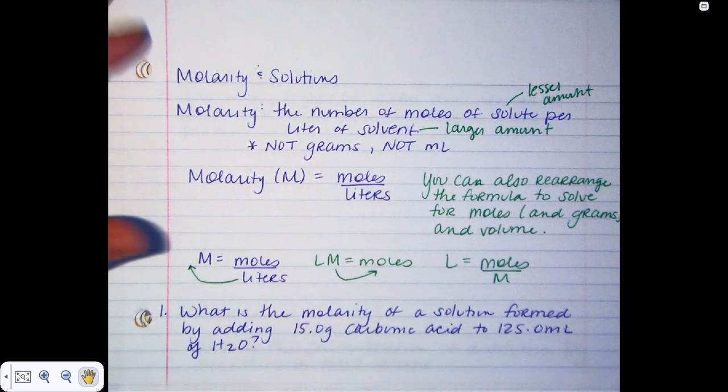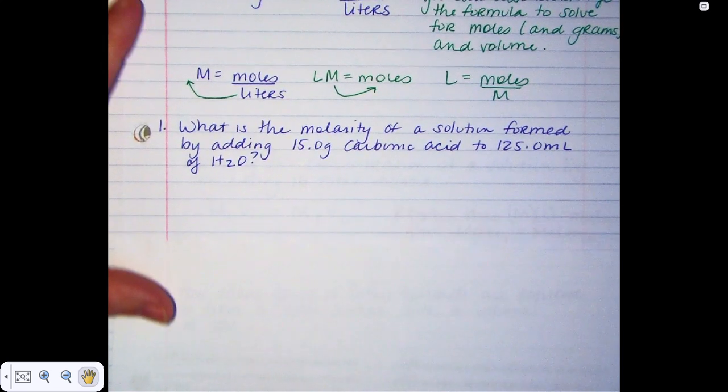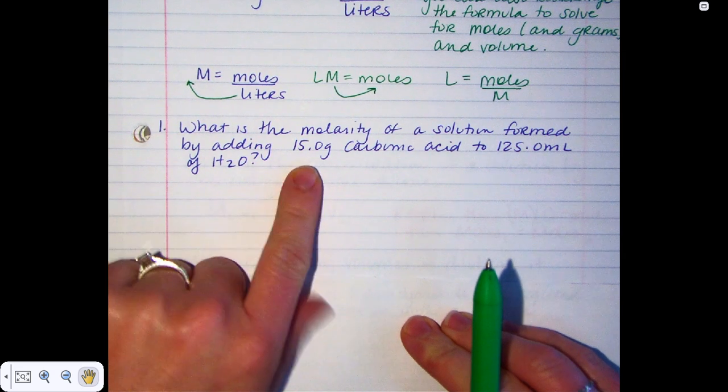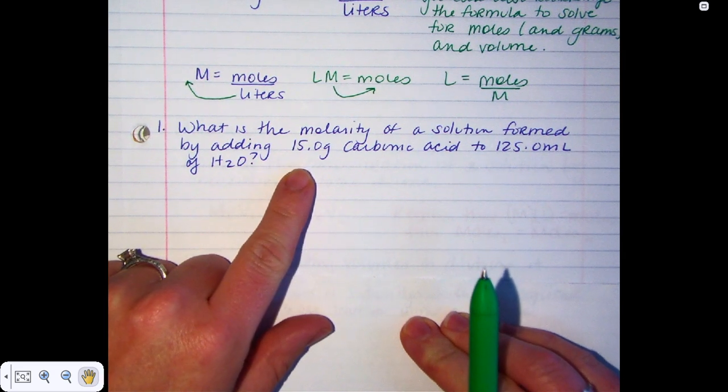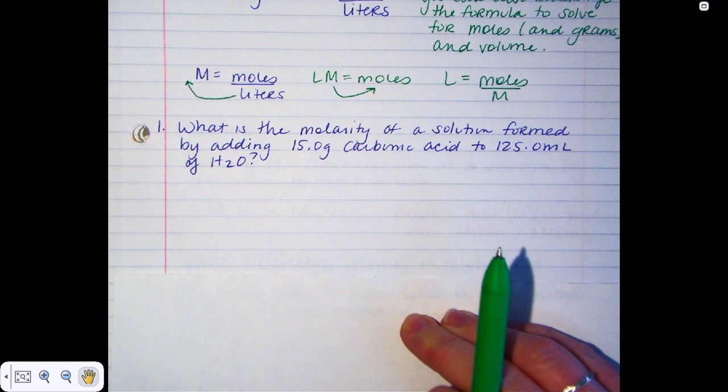All right, so we're just going to jump right in because these are, as I said, pretty easy. So number one, what is the molarity of a solution formed by adding 15 grams of carbonic acid to 125 milliliters of water? So two things here.